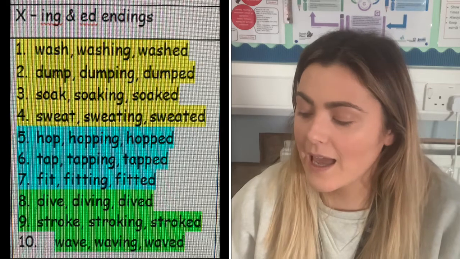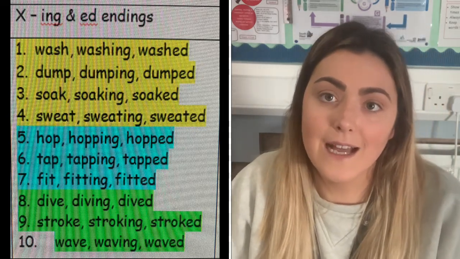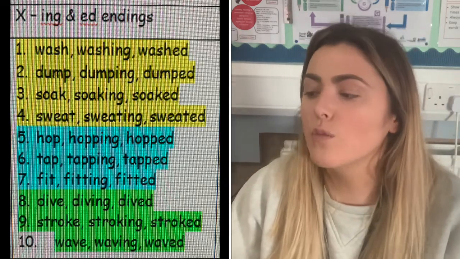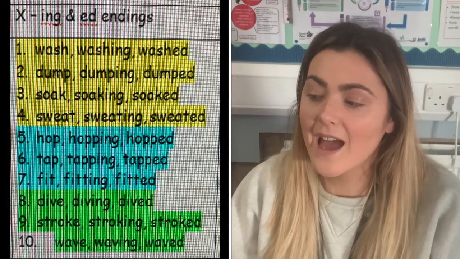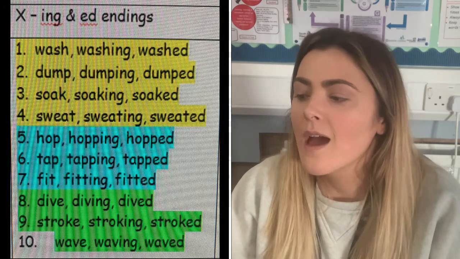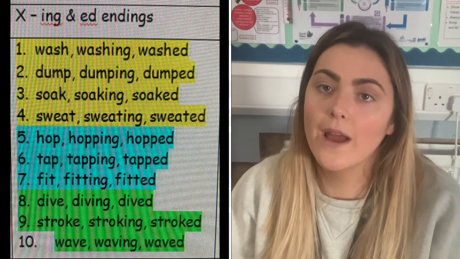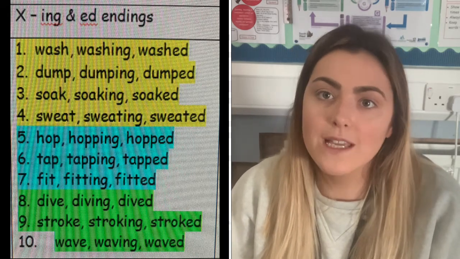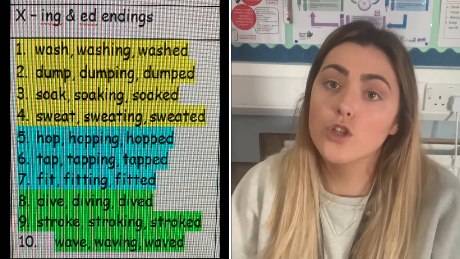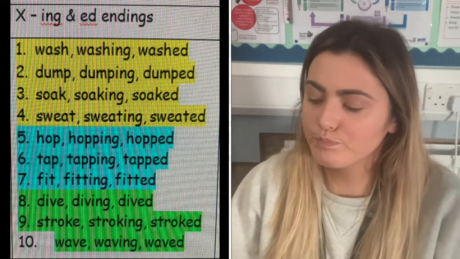If we need to add ing or ed onto these words, all we do is add the suffix onto the end. We don't need to take anything away or change anything. So wash would go to washing, W-A-S-H-I-N-G, and washed, W-A-S-H-E-D. And soak would go to soaking, S-O-A-K-I-N-G, and S-O-A-K-E-D for soaked. So that's our first one. That's the easiest one. We don't need to change anything. And that is when a word ends in two consonants in a row or two vowels before the consonant.